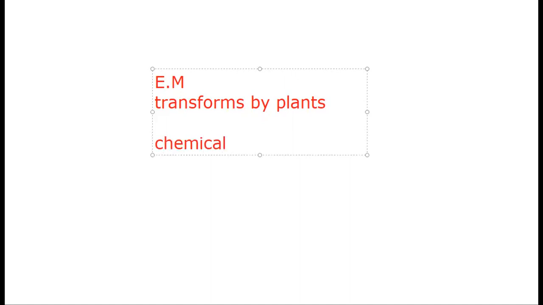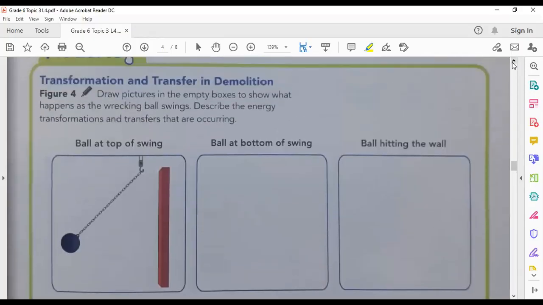To sugar. In photosynthesis, plants use sunlight, or electromagnetic radiation from the sun. They transform this electromagnetic radiation in their leaves into chemical energy that is stored in the sugar in the plant materials. So there are a lot of examples of energy transformation.